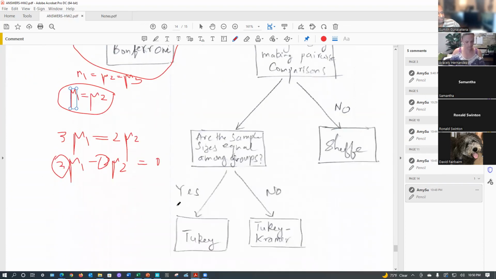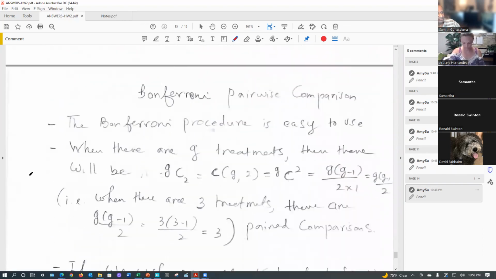So we can talk about that a little bit. The Bonferroni procedure is easy to use. There are G treatments, G groups, okay? A brand, B brand, C brand, like that. Here in our case, we have 3 groups. Then there will be G choose 2, G combination 2, see? Two will be compared. This is the notation, or simply this is multiplication. This is how we simplify it.